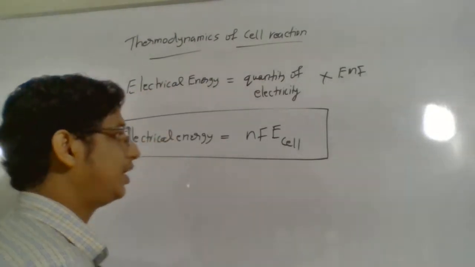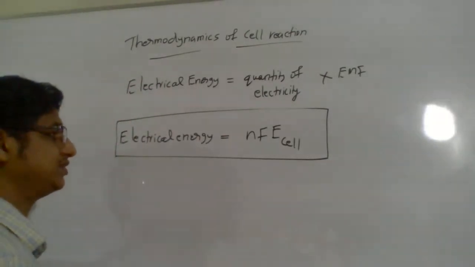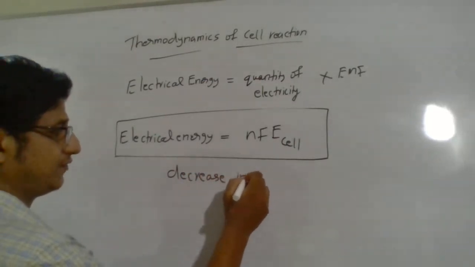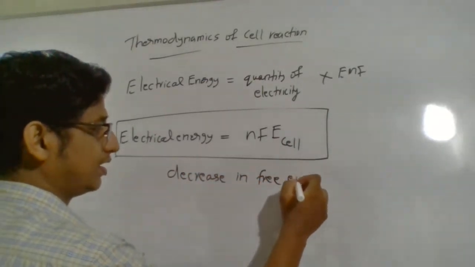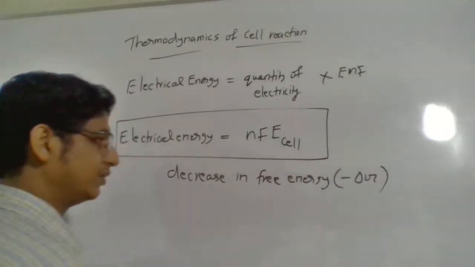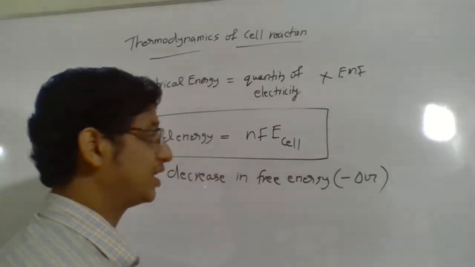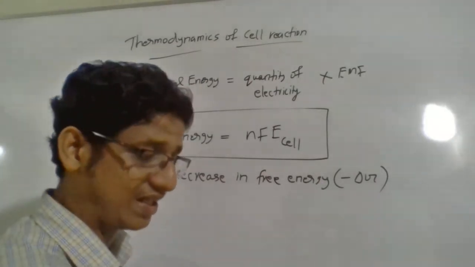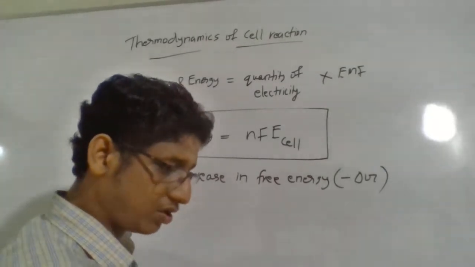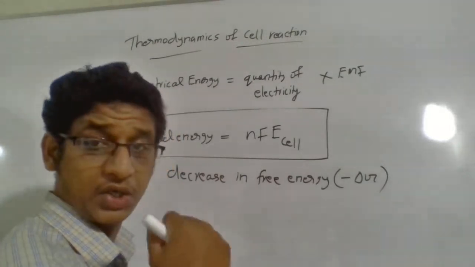Now let us think about a reversible cell. In a reversible cell, it is observed that the decrease in free energy, which we represent as minus delta G, is important. Everybody knows this, right? The feasibility of a chemical reaction can be predicted by the change in Gibbs free energy. If delta G is negative, the reaction is spontaneous. If delta G is 0, that is equilibrium. If delta G is greater than 0, that is non-spontaneous.